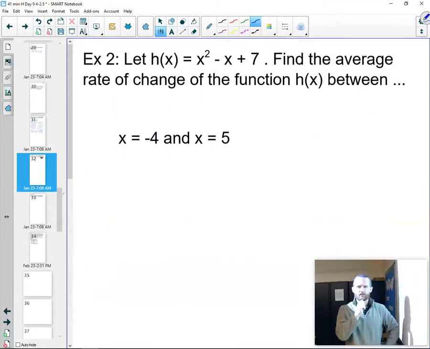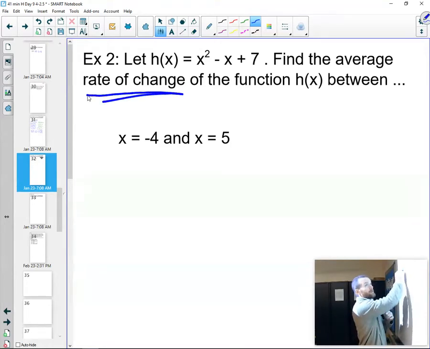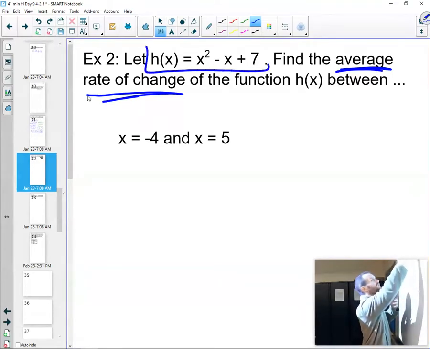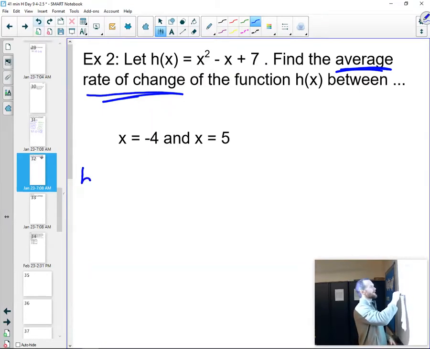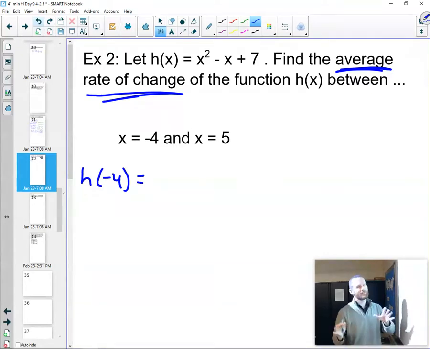So it says let h of x equal x squared minus x plus 7. Find the average rate of change of the function h of x between x equals negative 4 and x equals 5. Well, to find the average rate of change of something, if we're given the function, or the function rule, I should say, we can just find our two ordered pairs. So let's plug in negative 4. Let's skip some of these steps on our own. I think we can handle doing some of this in our head.